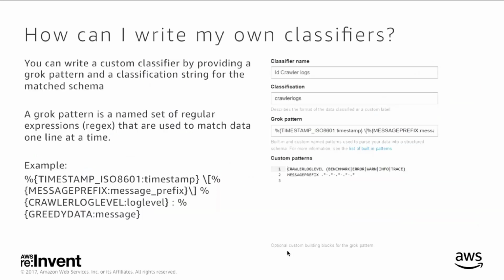But if you really want to write your own classifier, and I mentioned this previously, you can use regular expressions, and this grok pattern is common in a lot of places. Basically it takes a regular expression and gives it a name. So you create a name and a regular expression, and then these names can be reused in a number of different ways. In this example here, we're taking a timestamp and some message prefixes, and we're using them to extract relevant columns out of our unstructured log data.